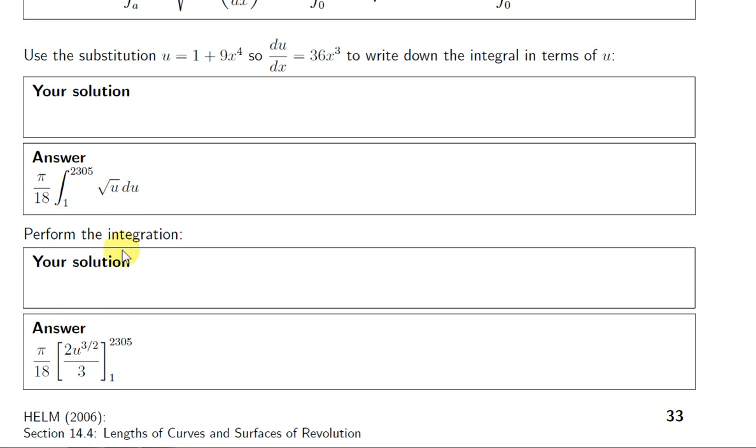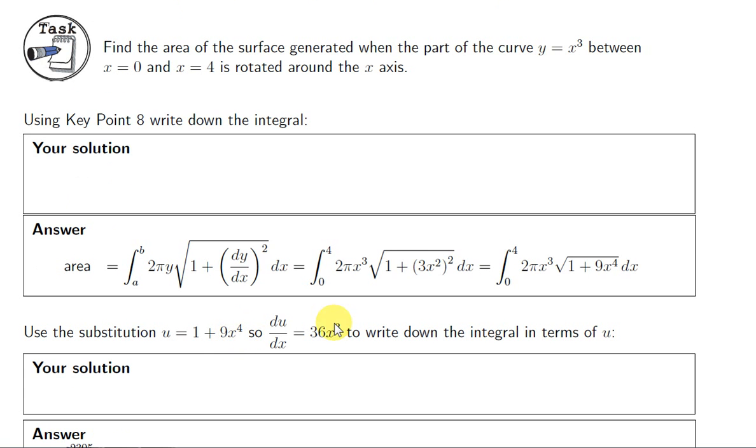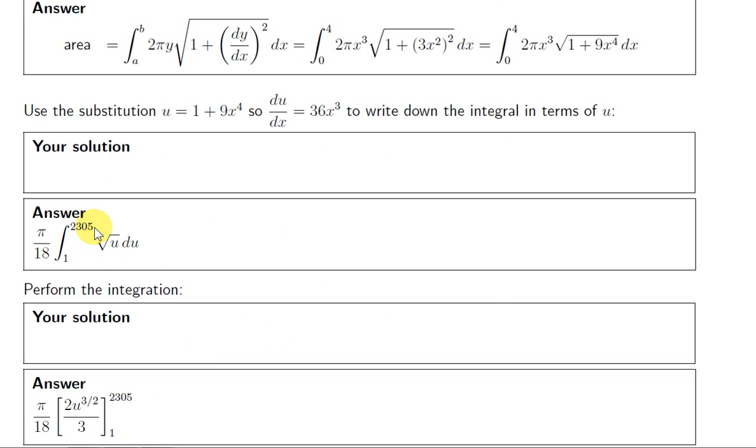So we add a 1 onto a half to get 3 halves, and we divide by 3 halves. That's the same as multiplying by 2 over 3. The limits were changed here, so when x is 0, we see that u is 1, and when x is 4, if we plug 4 into this and work it out, we get 2305.